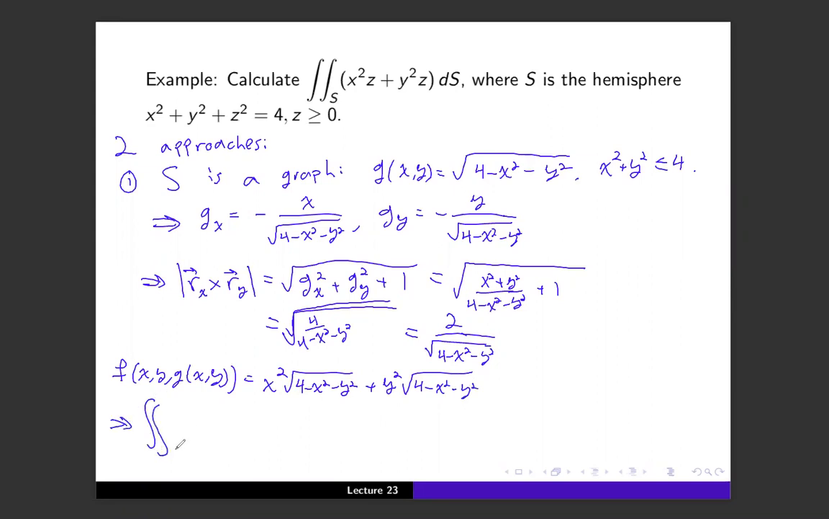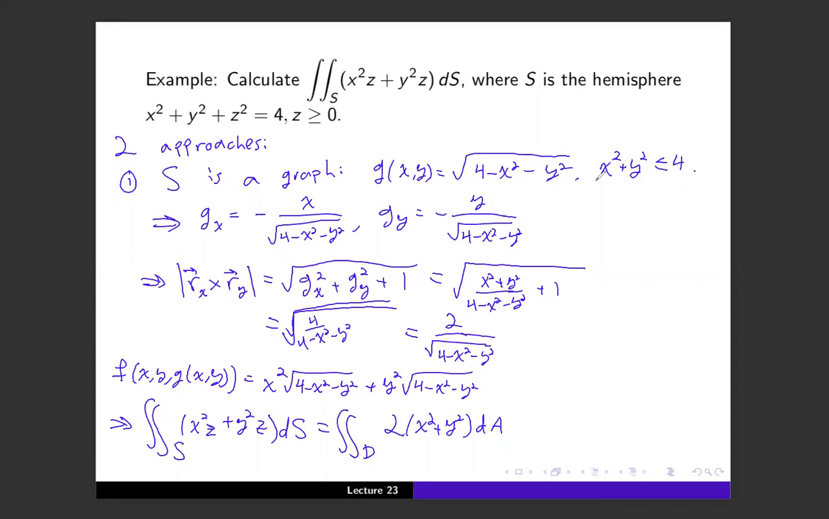So the double integral over S of x squared z plus y squared z dS would come out to the double integral over D. Now what is D? We don't know what D is yet, but we'll figure that out. It's the double integral over D of 2 times x squared plus y squared dA, because the root 4 minus x squared minus y squared gets canceled out when you multiply it by the magnitude of Rx cross Ry.